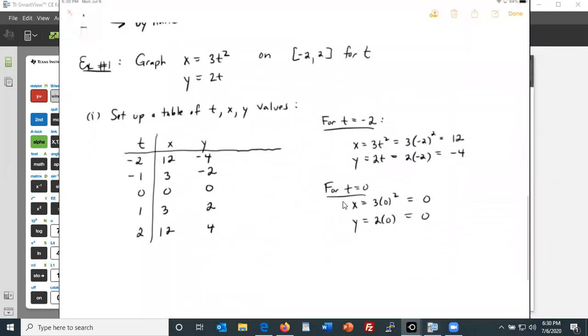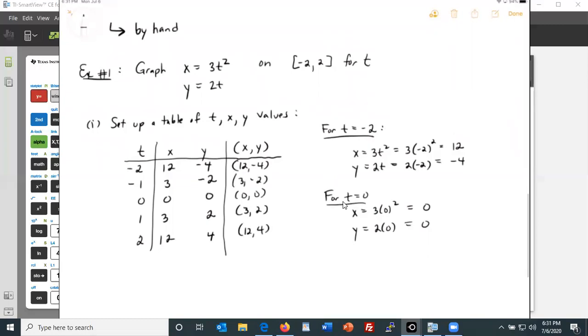All right, so now in the table, I want to add another column because you are plotting x and y values. You're really not plotting t as points, all right, but you're going to use t to figure out the direction of this curve when you talk about the motion or the animation. So all you got to do is take the second and third column and pair them together. So that's the point 12 comma negative 4, 3 comma negative 2, 0, 0, 3, 2, 12, 4.